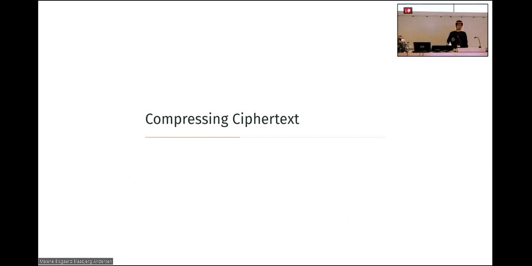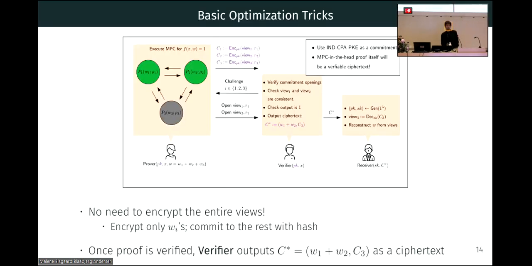Now I want to talk about some optimizations. Even though I said the prover commits to the entire view using the encryption scheme, it's actually not necessary. We can ask the prover to encrypt only the witness shares, and then the prover can commit to the rest of the proof strings using committing functions such as hash functions. This gives you a much shorter proof size. Also, once the proof is verified, the verifier only needs to output the partially reconstructed witness and the remaining ciphertext.